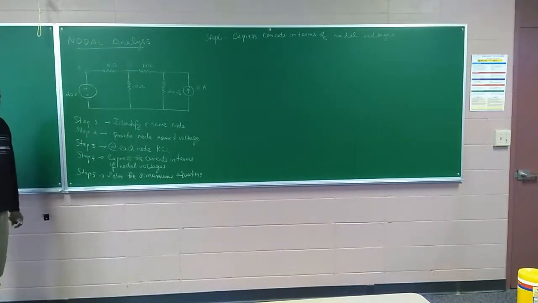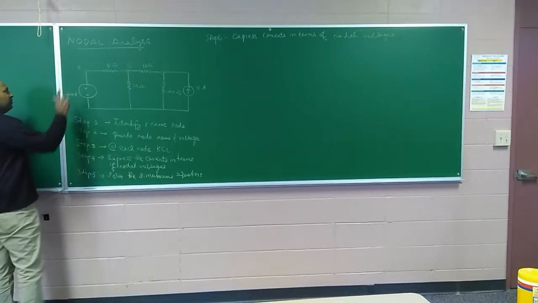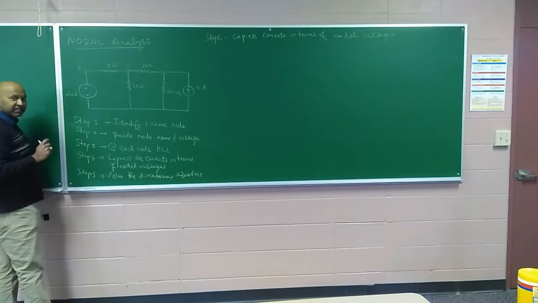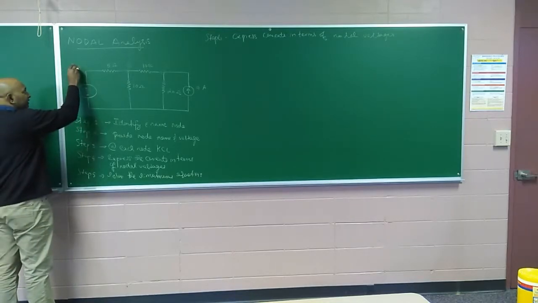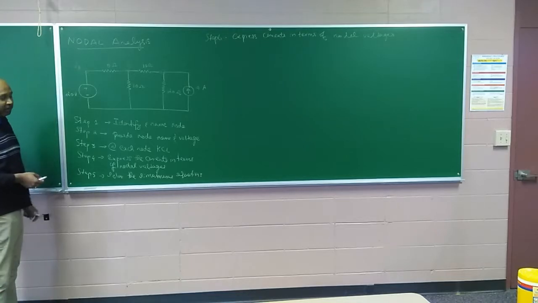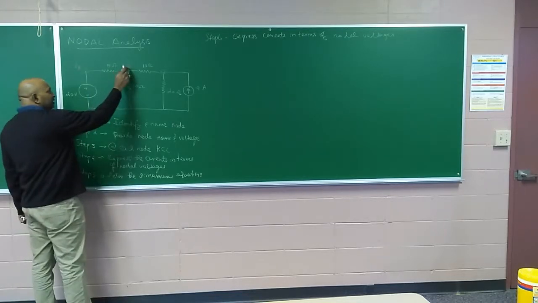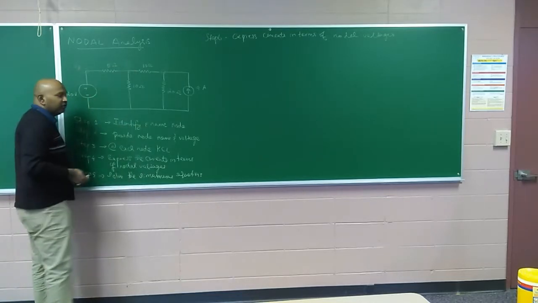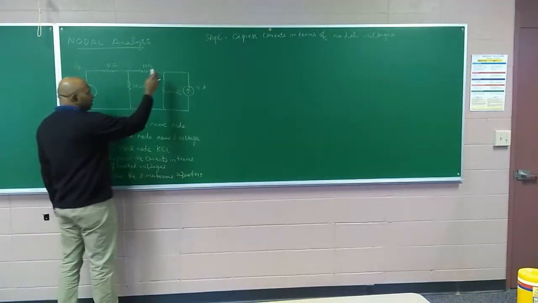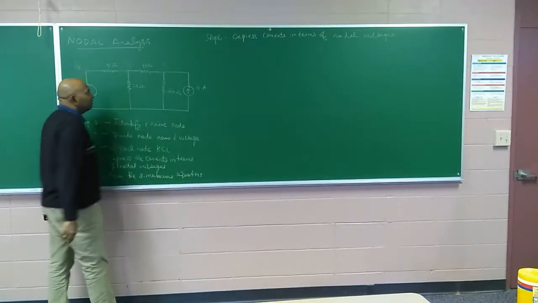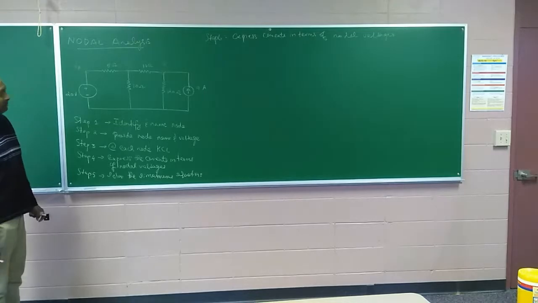Okay, so now I've named all the nodes. I have to associate a voltage with each of those nodes. So therefore, I'm going to give the name for the voltage at this point, which is point A. I'm going to call it V sub A, or voltage at the point A. I'm going to call this VB, which is voltage at the point B. I'm going to call this VC, which is the voltage at the node C.